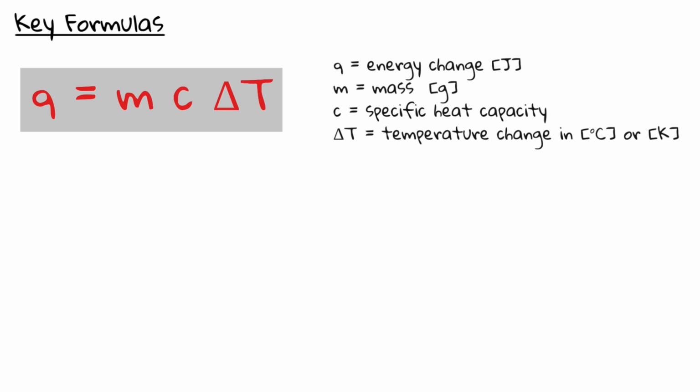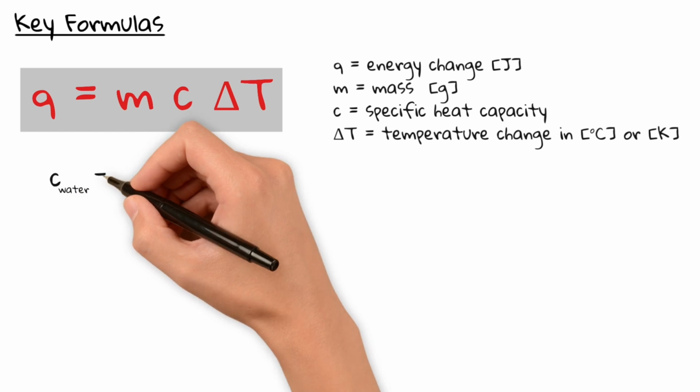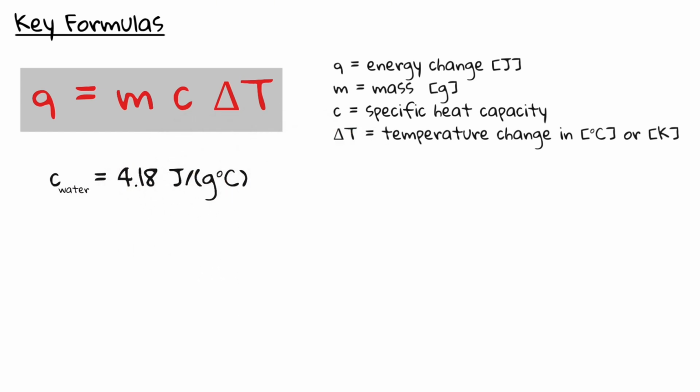And good news, you don't need to memorize the specific heat capacity for exams. If it's water, it's usually 4.18 joule per gram per degree, and it will be given to you when needed. Quick note, if you're a bit rusty on what exothermic and endothermic reactions mean, I've made a full video on that topic. Go check it out first and then come back here. It will make this lesson way easier.